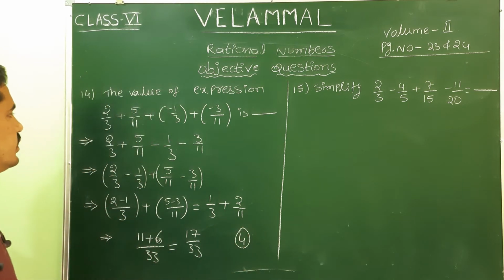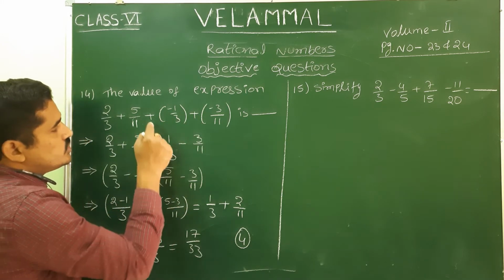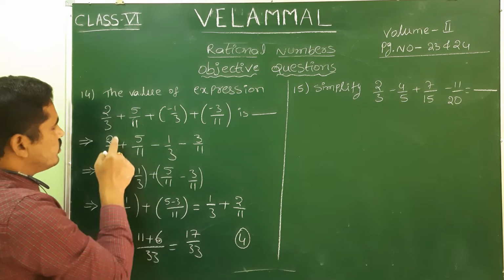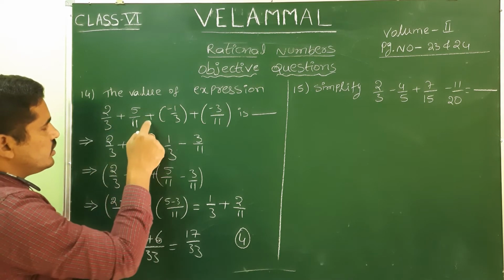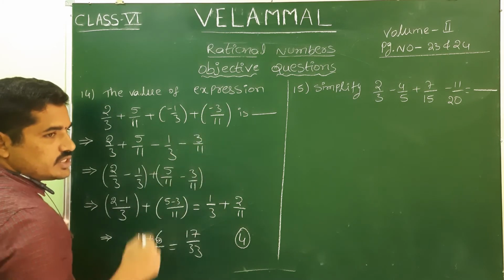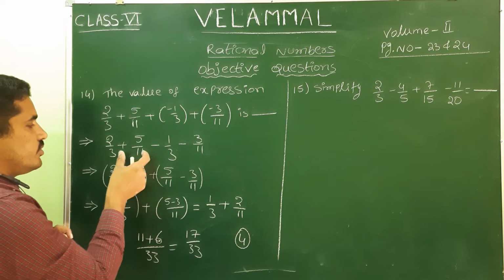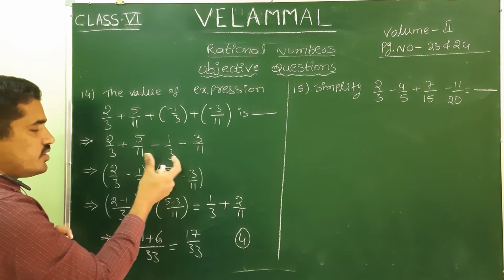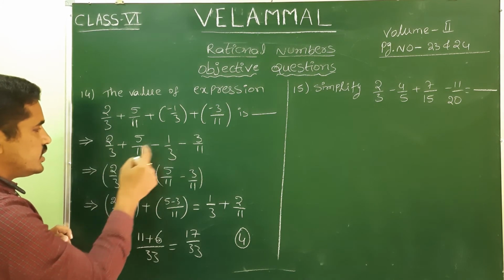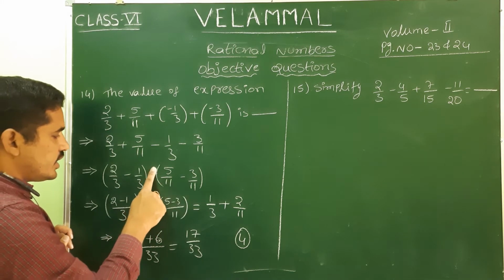Once again I am explaining. First we need to remove the brackets to solve the given expression. To remove the brackets we are multiplying 2 by 3 plus 5 by 11 plus into minus 1 by 3 and plus into minus 3 by 11. Now we are rearranging the given expression by grouping the like fractions. So 2 by 3 minus 1 by 3 plus 5 by 11 minus 3 by 11 we can write that.